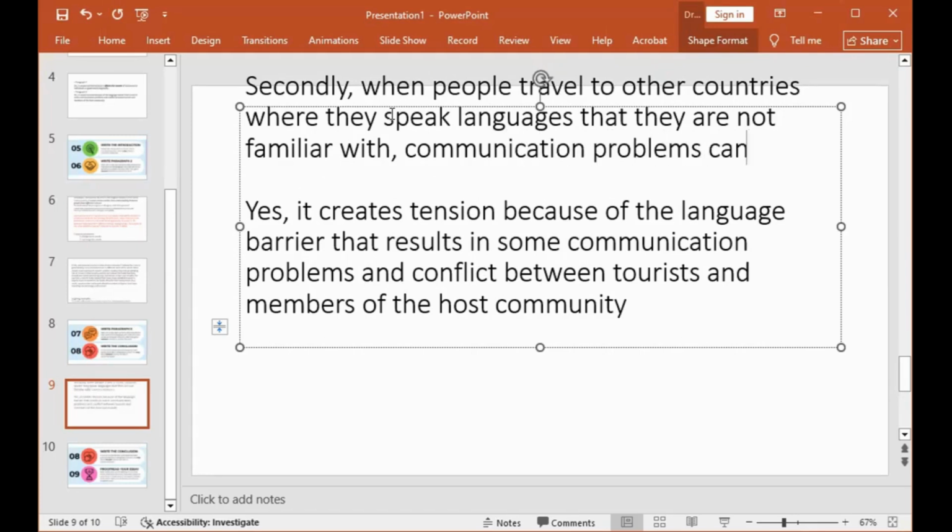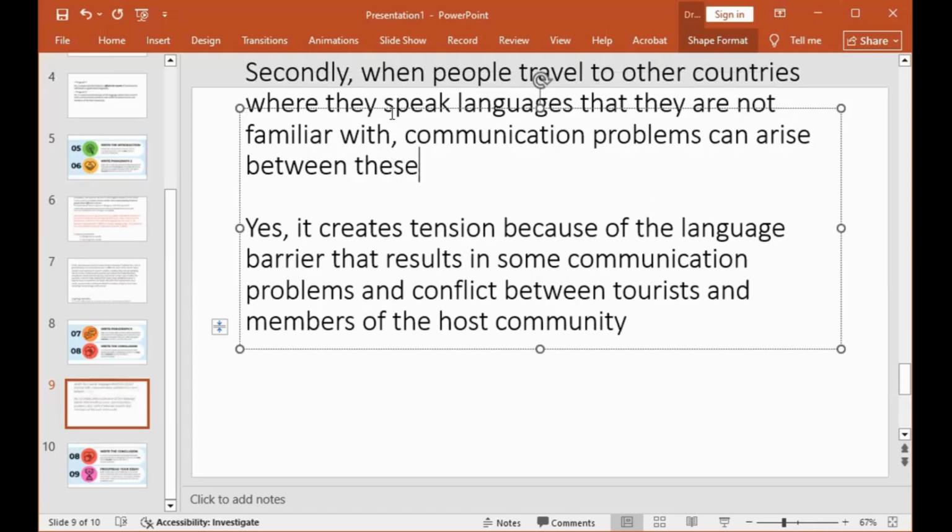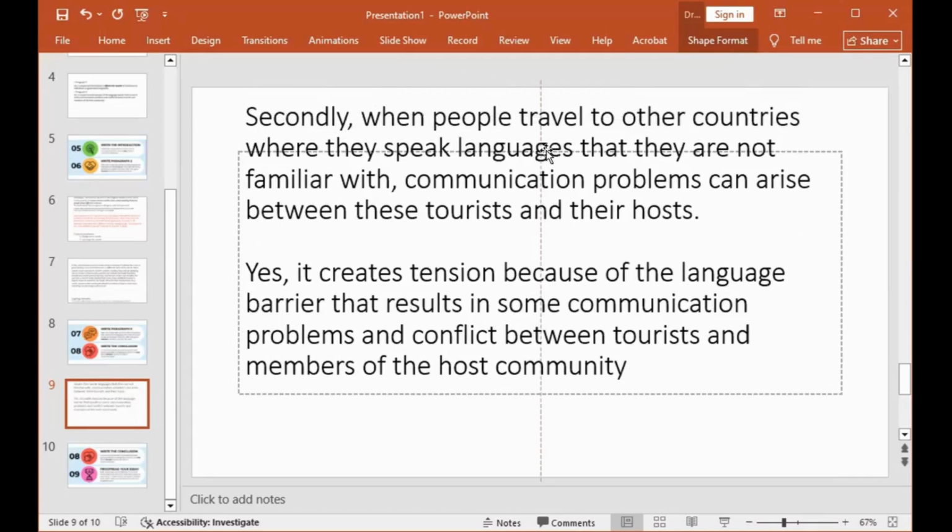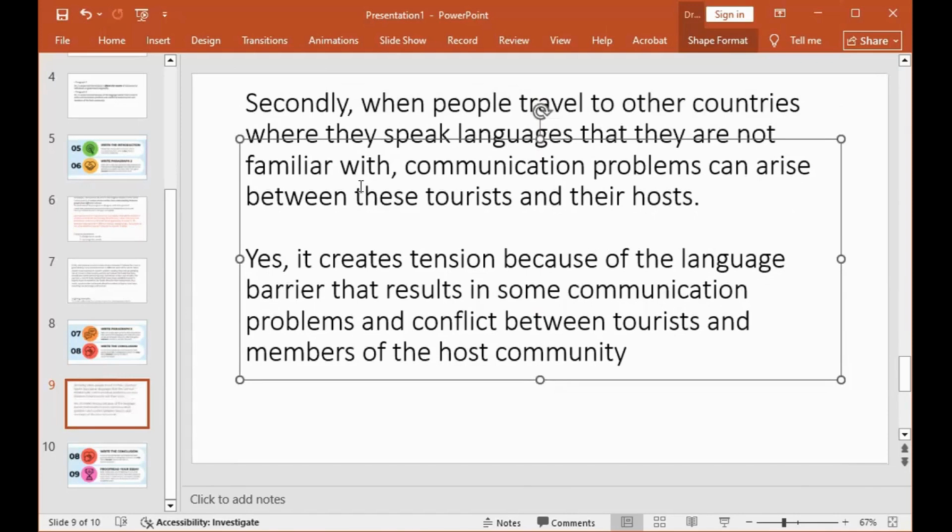communication problems can arise between these tourists and their, what's it called now? Visitors? Their host nation, the host country. And their hosts. Okay? Communication problems can result between these tourists and their hosts.